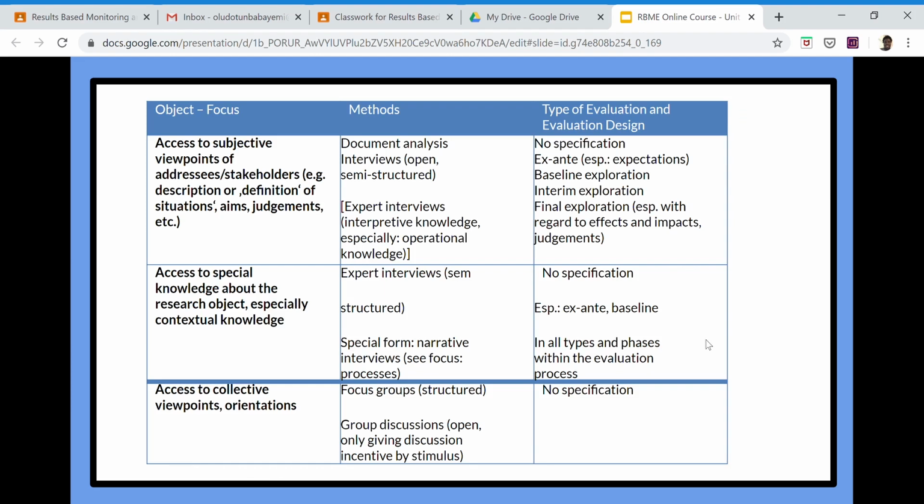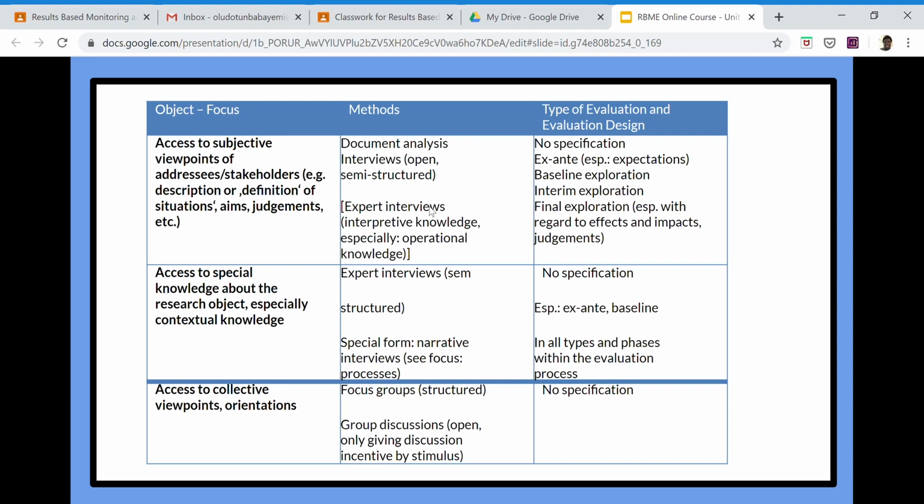So this now leads us to thinking about the focus of your evaluation, the methodology that you're going to use, and when exactly you want to collect the data. We've done this in Unit 1 about when you want to collect data. So this third column shouldn't be new to us, except maybe there are some words like ex ante, which means before the program, before thinking about the program. And you have baseline exploration. What we are doing here is looking at the focus of the evaluation versus the method that can be used, and also the type of evaluation or evaluation design, which we will look at in the fourth or fifth week, whichever one.